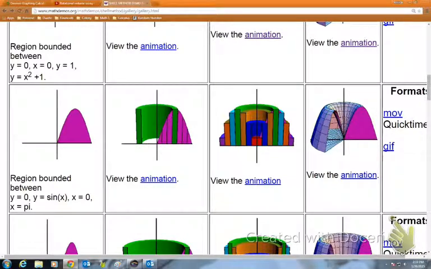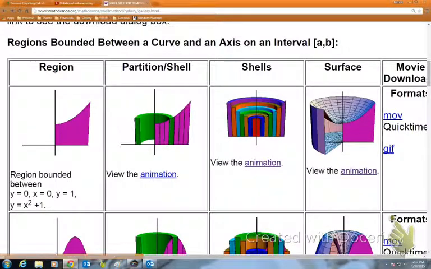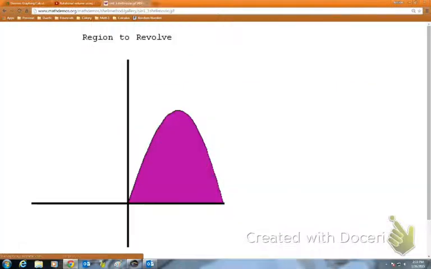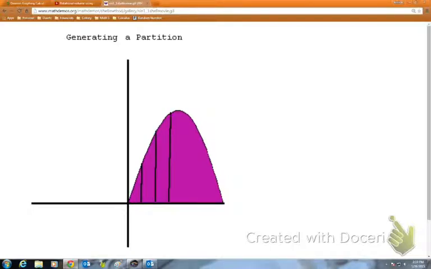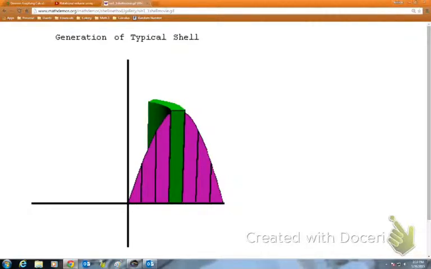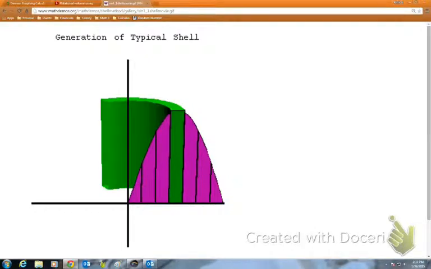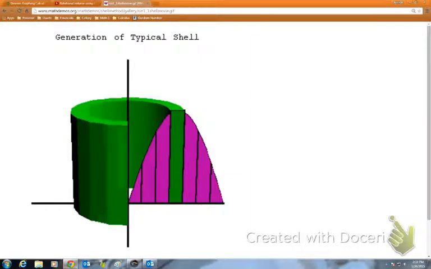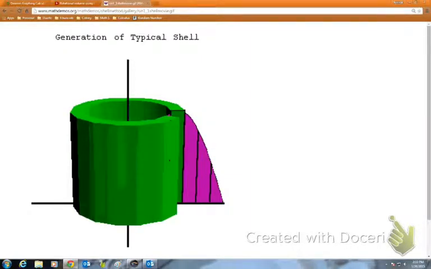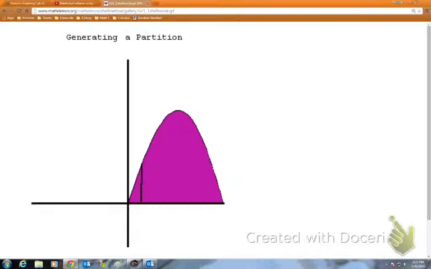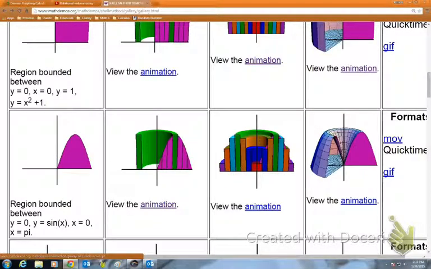So we're going to look at the animation of the first one, which is the partition into shells. Let's look at this animation and see what it does. So it's the region to revolve. We're dividing up our partition into different shells. In this one, they're looking at 1, 2, 3, 4, 5, 6, 7 rectangles. The one that we're going to do, obviously, is going to have infinitely many rectangles, but this is just showing you what it looks like when you partition it into rectangles. So this one has 7 rectangles. We're rotating it about the y-axis, about that vertical revolution, and it shows you what it looks like to rotate one rectangle. Let's see what it would look like to do all of them.